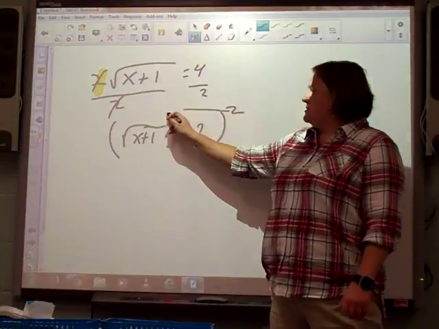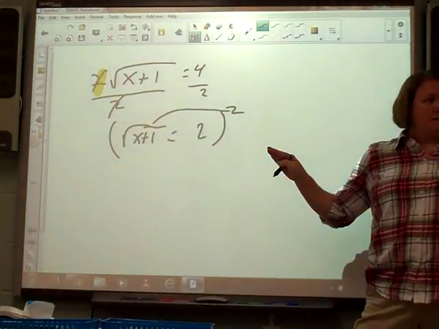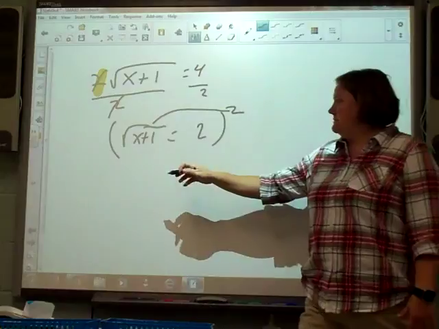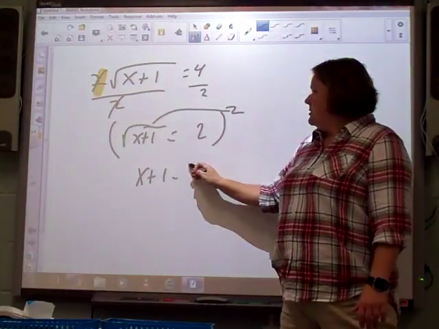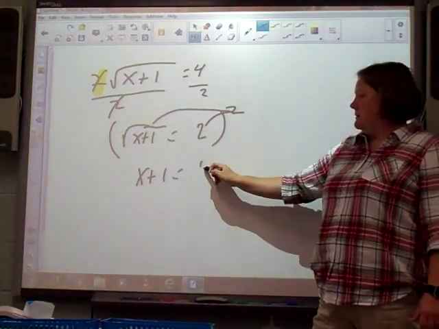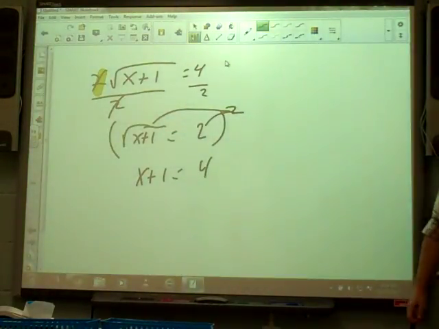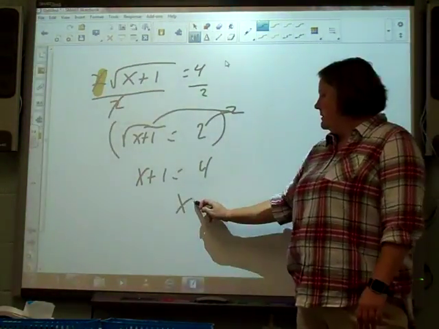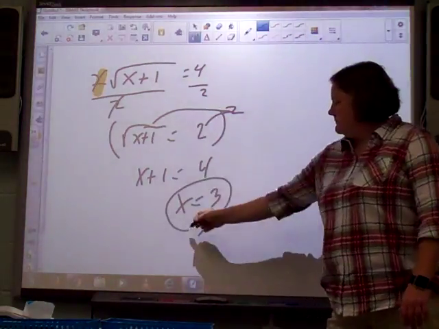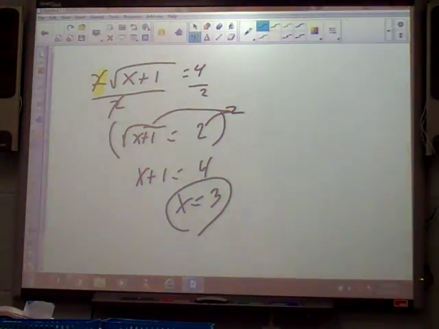Now when we square a square root, it cancels it out, right? So that just leaves me with x plus 1. When we square 2, we get 4. Minus 1. Just like middle school, subtract your 1, and there you have it. That's easy.